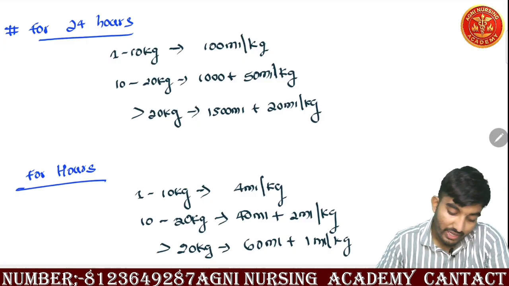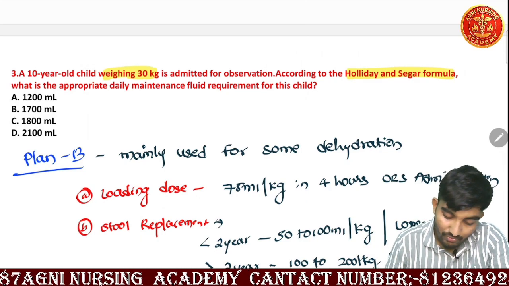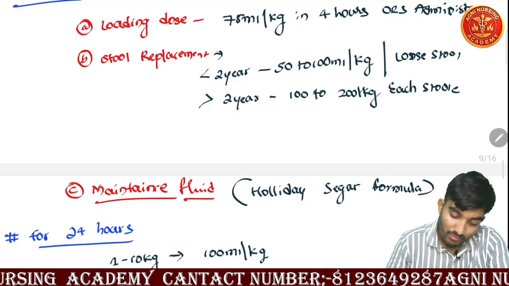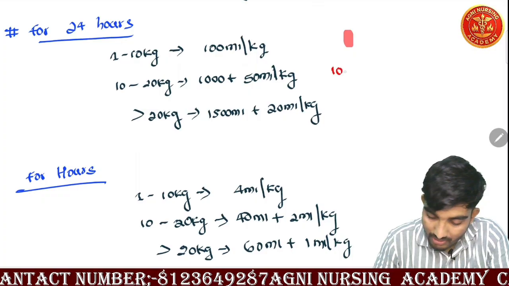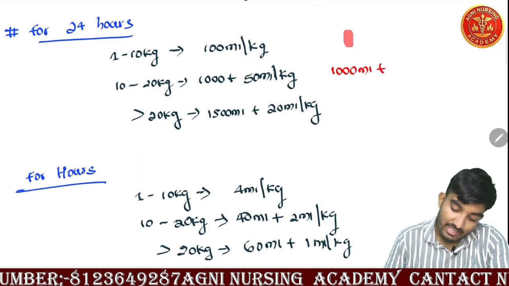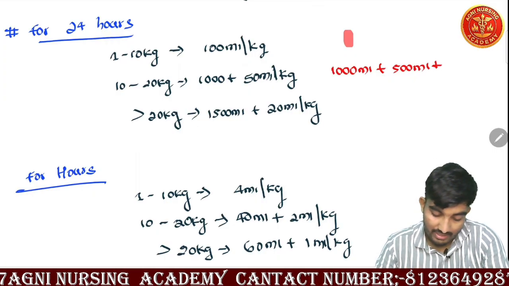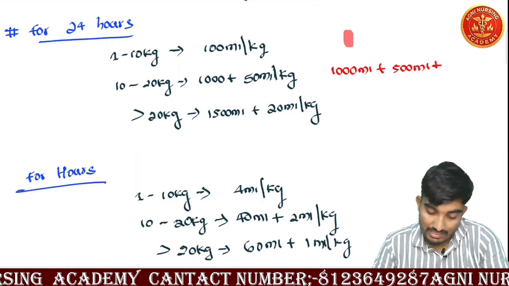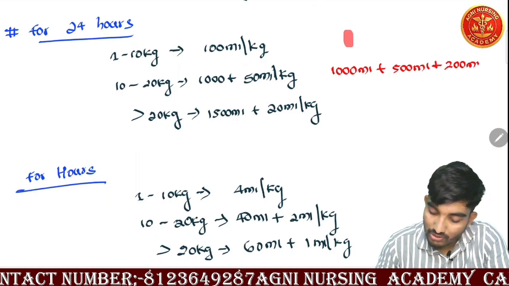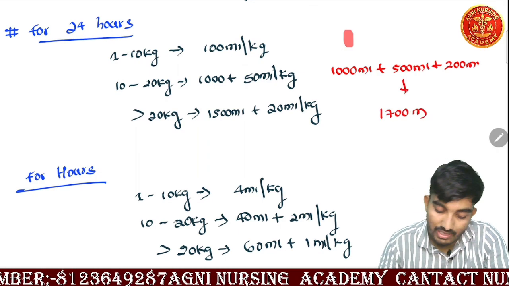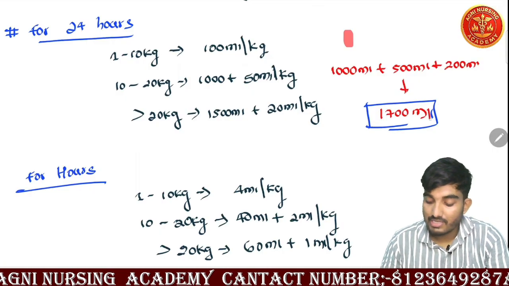In our question, the weight is given as 30 kg. The question asked about 30 kg, the Holiday-Segar formula, and fluid maintenance for the child. I told you the first 10 kg is 1000 ml. The next 10 kg is 500 ml. And for the remaining 10 kg, it's 20 ml per kg, so 200 ml. Total it is 1700 ml. The answer for your question is 1700 ml.